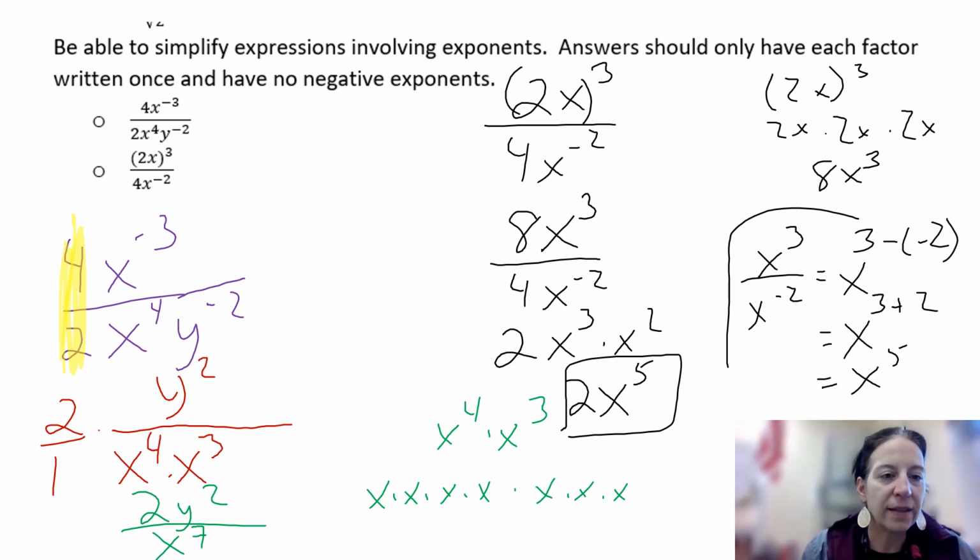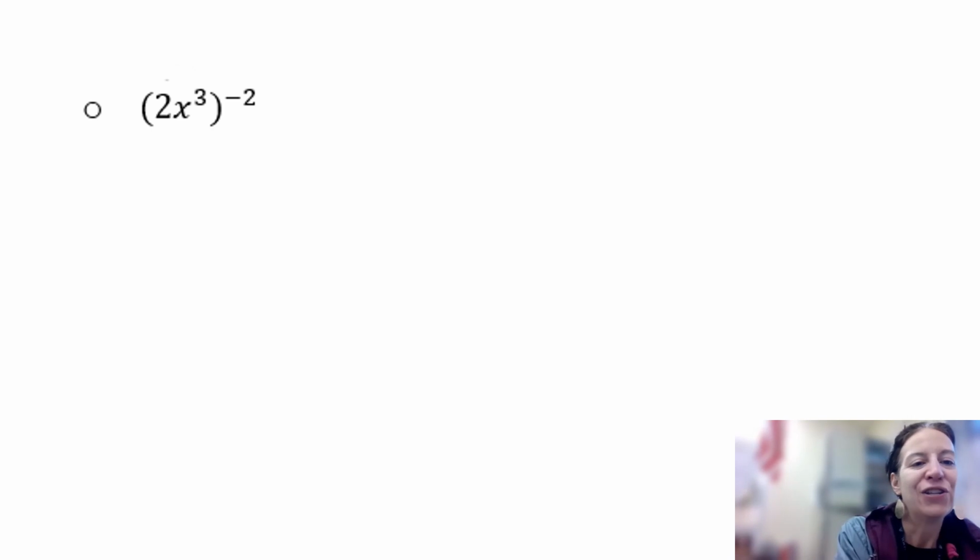Okay, let's look at the next one. This is 2x to the third, all to the negative 2. So I'm going to do it the way I would do it. I would recognize here that my negative exponent means that I can put that in the denominator and it would become a positive exponent.